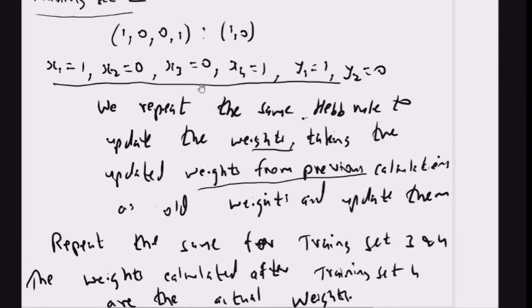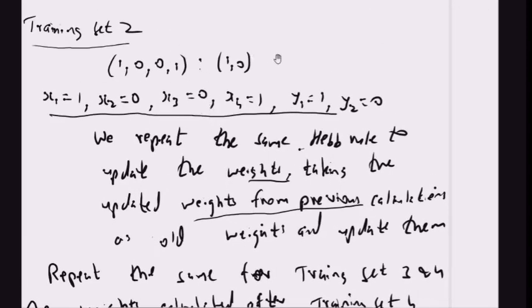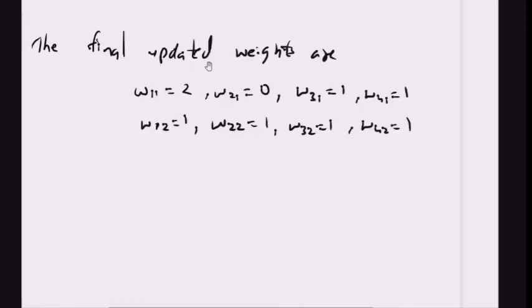So whatever weights we are getting from training set 2 are taken to training set 3 as the old weights, and we calculate new weights in training set 3. Whatever new weights we get in training set 3 are used as old weights in training set 4. After that, the final updated weights we get are W11 is 2, W21 is 0, W31 is 1, W41 is 1, W12 is 1, W22 is 1, W32 is 1, and W42 is 1. So this is what we get after calculation.